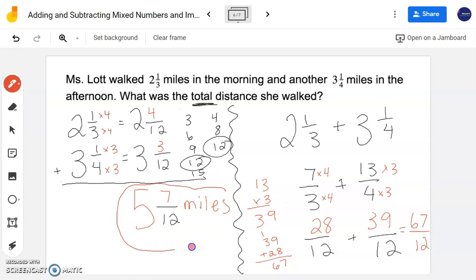Now, if I was going home to my family and explaining to them, this is how much I walked today, I would definitely use this mixed number to explain the total distance I walked in a day.